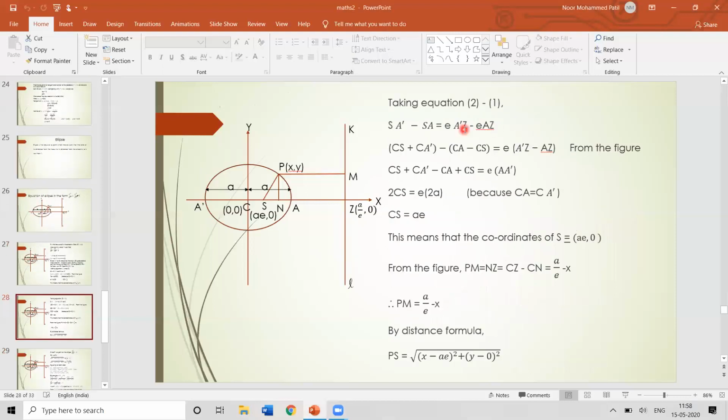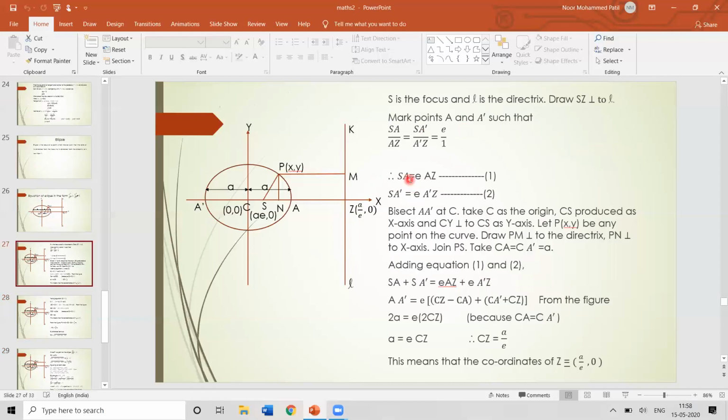Now to calculate the point of the focus, again we will consider equation 1 and equation 2. But this time I will take equation 2 minus equation 1. What is that equation 2? That is SA dash minus SA is equal to e(A dash Z minus e into AZ). This is what we have done. Equation 2 I have taken minus equation 1.